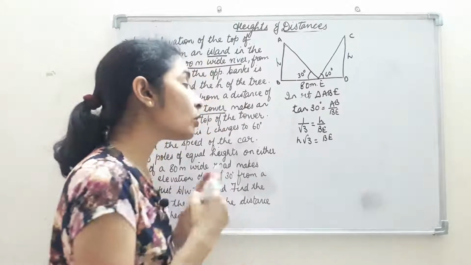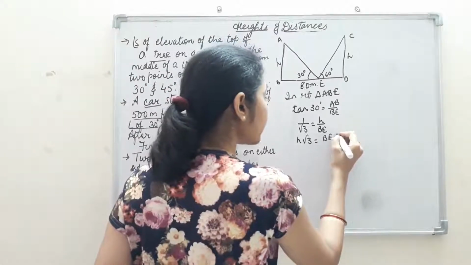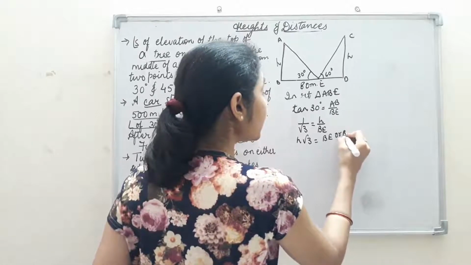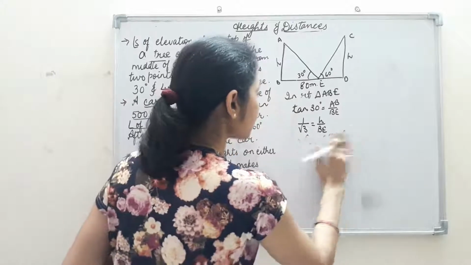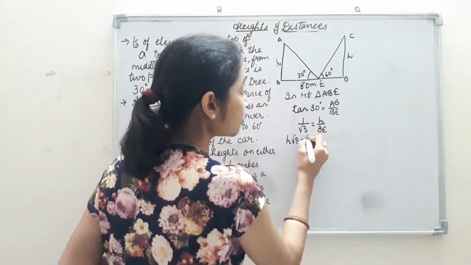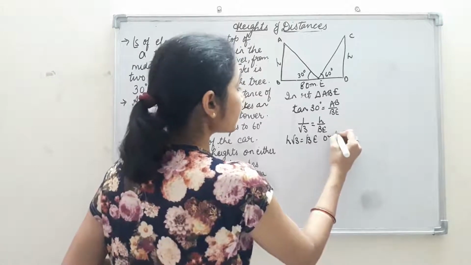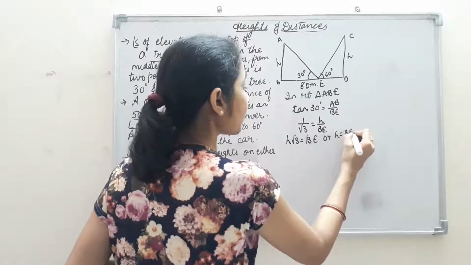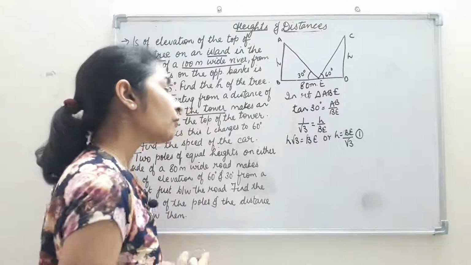Okay, and we can also write it the other way. I can also write it as BE is equal to H root 3, so H root 3 is equal to BE. I can also write it as H is equal to BE upon root 3. Let this be equation number 1.